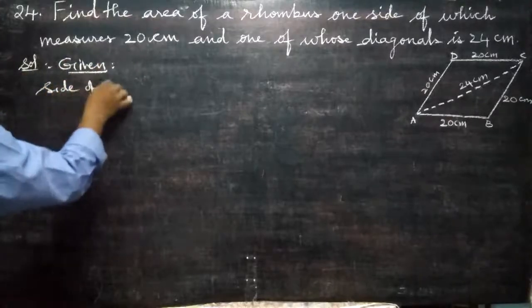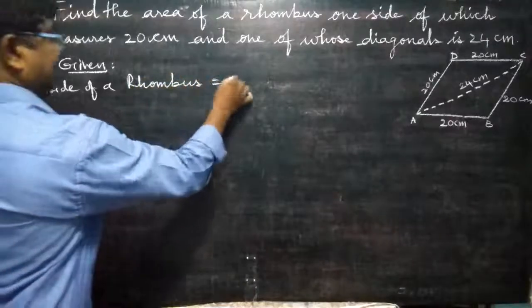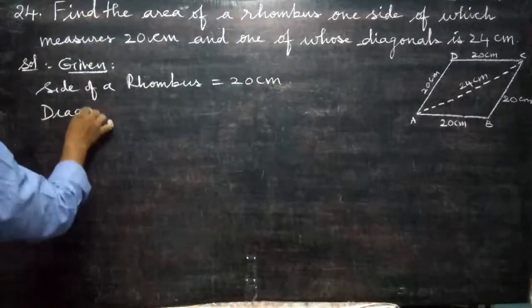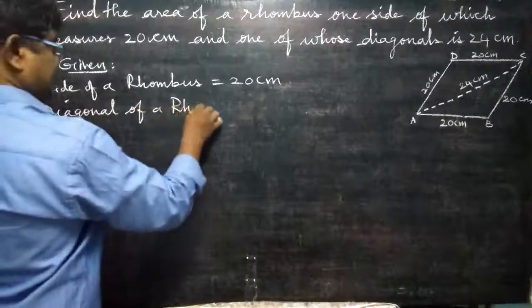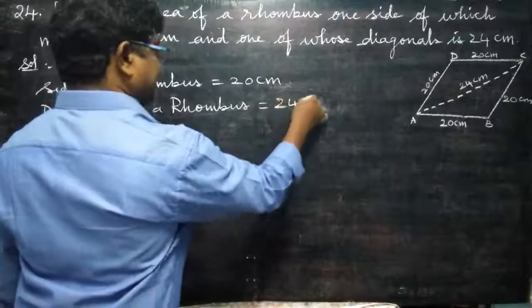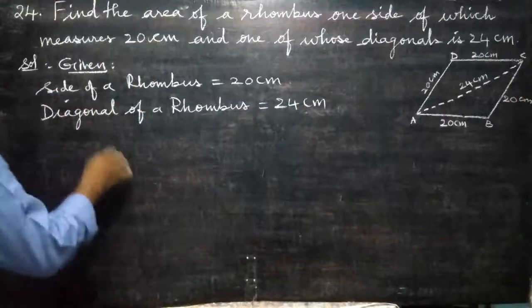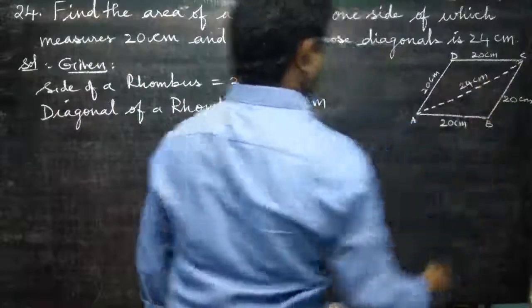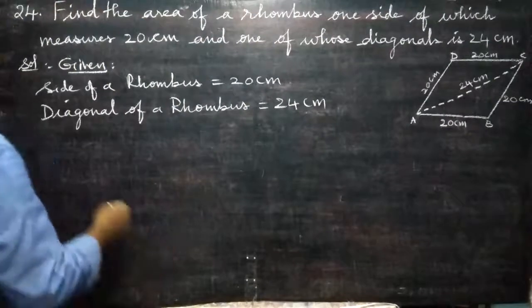Side of a rhombus, how much they have given? 20 centimeters. Diagonal of a rhombus, they have given as 24 centimeters. Now, diagonals will not be equal. One will be more, one will be less. So, you have to see which one side is more. That is one point.